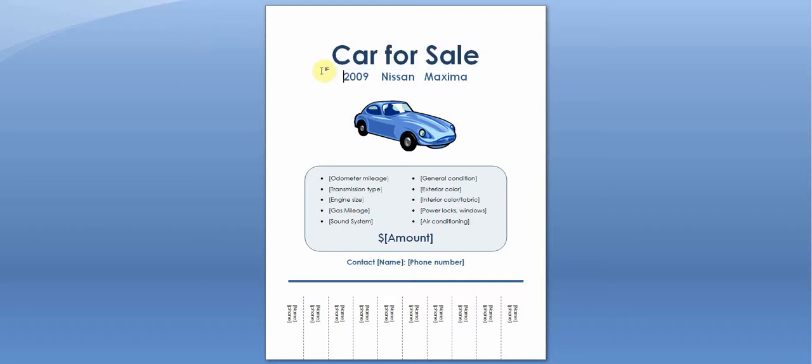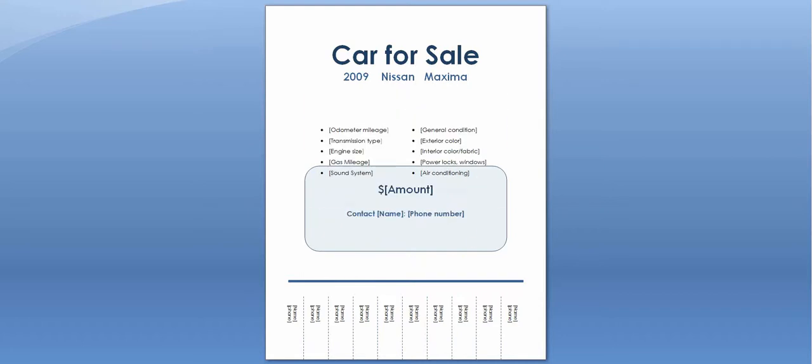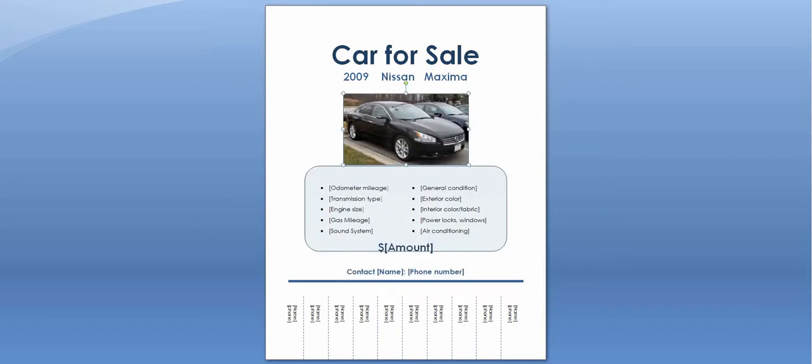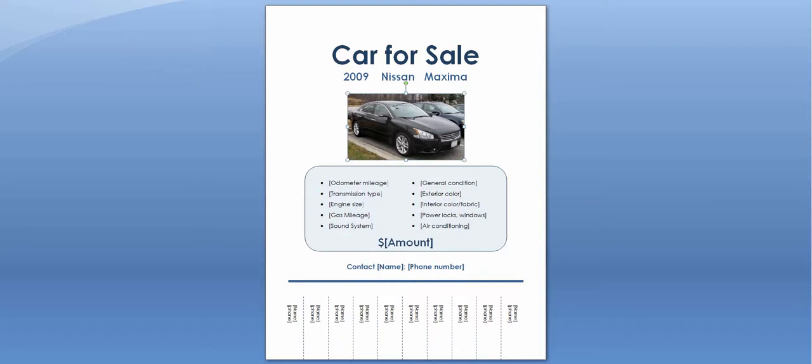This is the generic template for a car for sale, except you have your brackets here where you're going to input all your info. The car that I chose is an '09 Nissan Maxima, so I went ahead and found a picture for that. In this box, you're going to have your odometer mileage, your transmission type, engine size, all of that good stuff. So I went ahead and did the hypothetical information input.